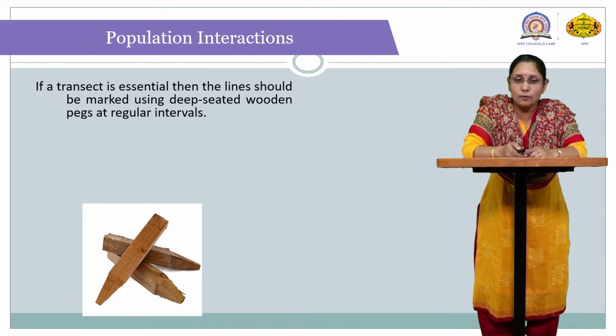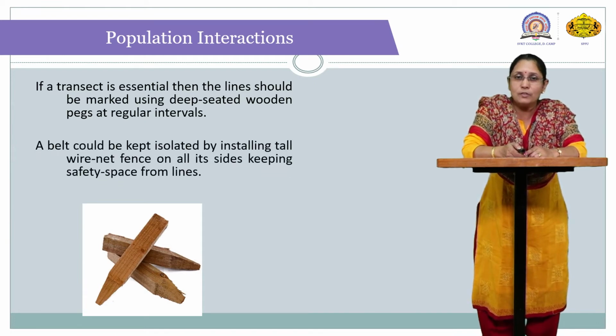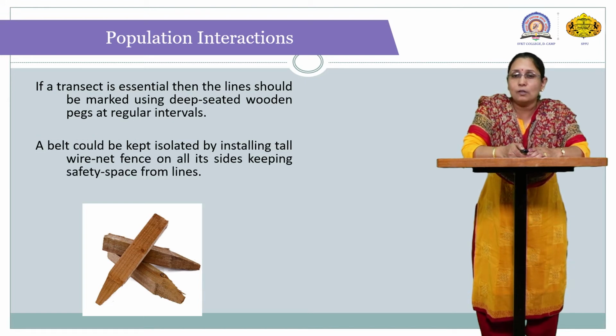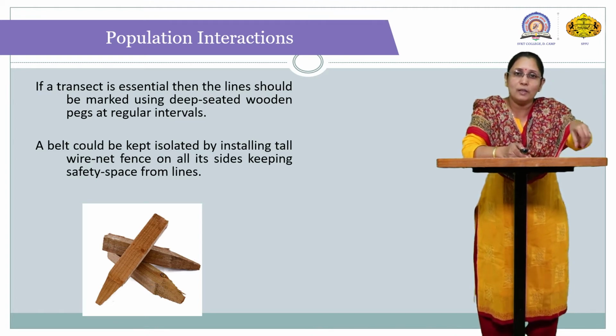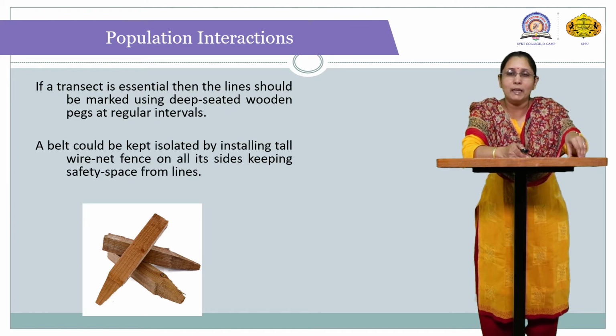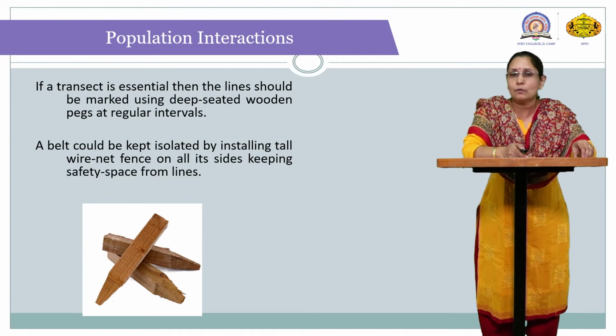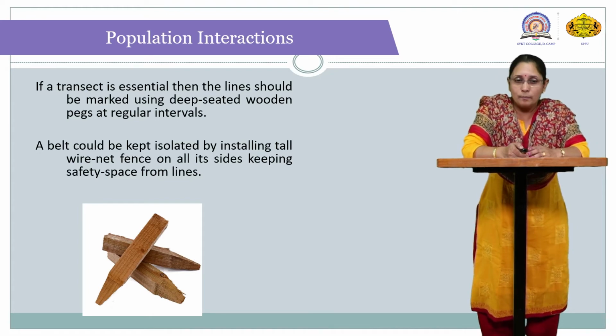Next, as I told you, the pegs and hooks are utilized in this particular transect method just to hold that particular line or that particular belt. If a transect is essential, then the line should be marked using deep-seated wooden pegs. So how can one make that line? We can make this line with the help of deep-seated wooden pegs. In this picture, you can easily observe these wooden pegs. The belt could be kept isolated by installing a tall wire net fence on all its sides, keeping a safety space from the lines. This slide gives you the idea about the objects which hold your line or your belt. The belt can be held with the help of this wire net, or your line could be held with the help of these wooden pegs.